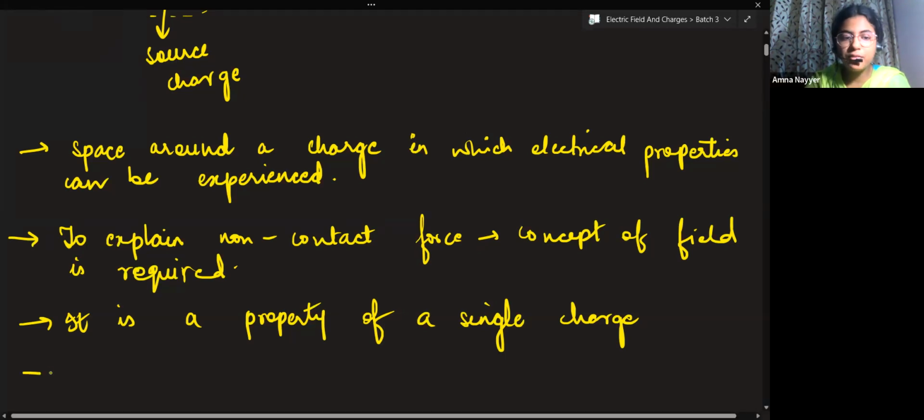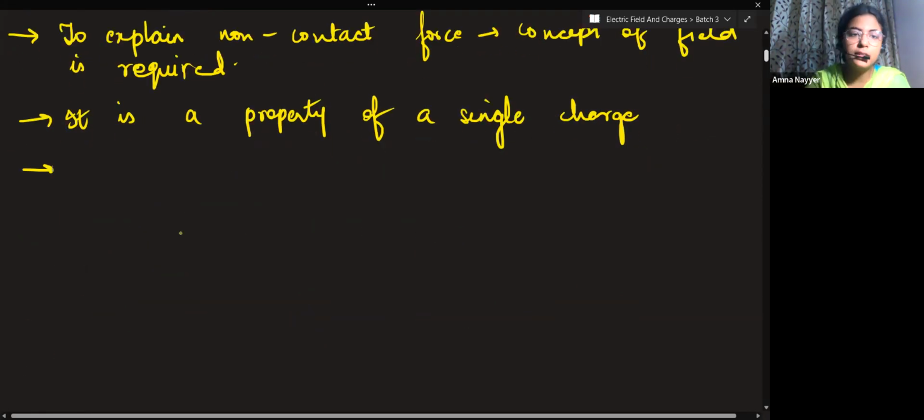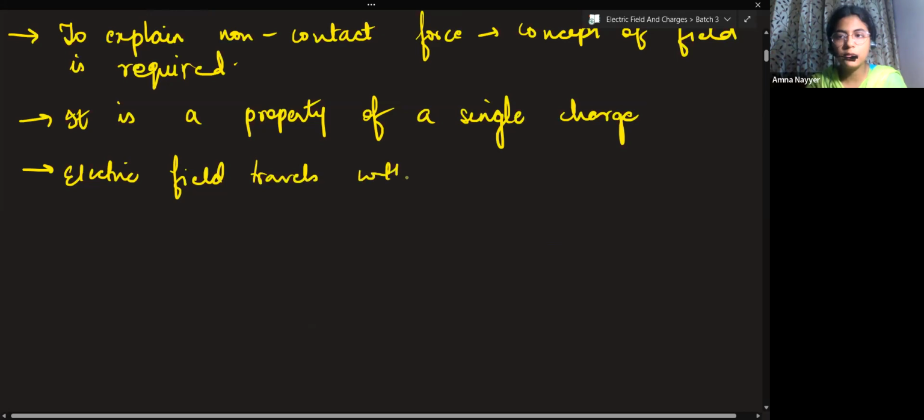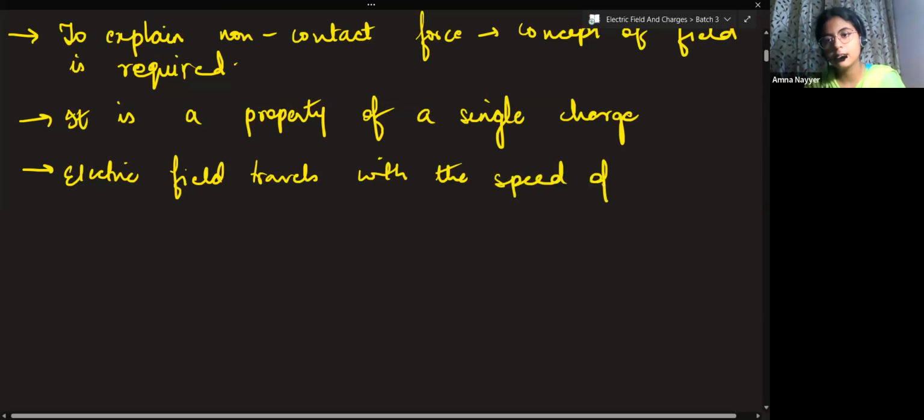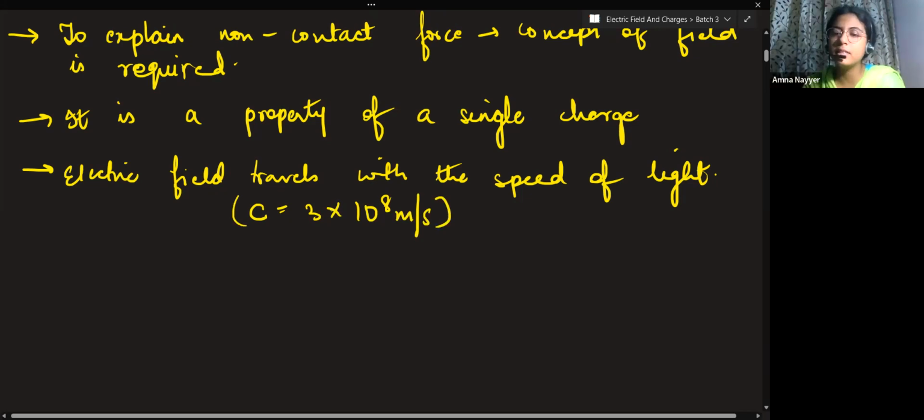See, speed of light is 3 into 10 to the power 8 meter per second. So electric field also travels with the speed of light. So remember the value of speed of light, 3 into 10 to the power 8 meter per second. So electric field travels in this manner. All right, just note it down, then we'll see what is electric field intensity.